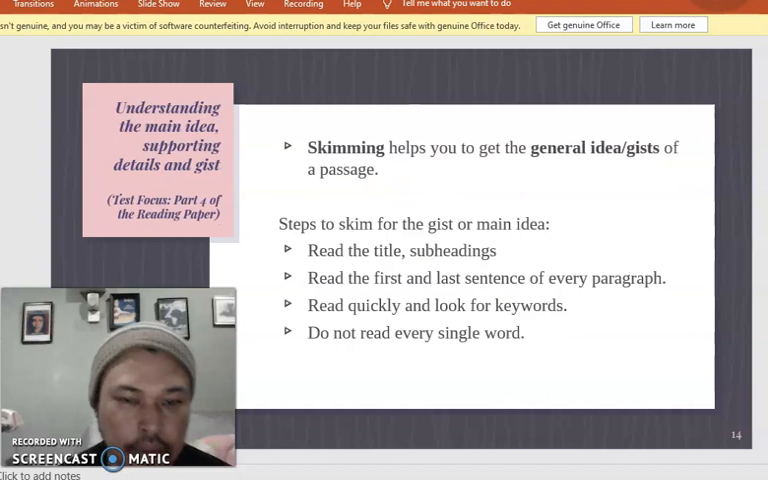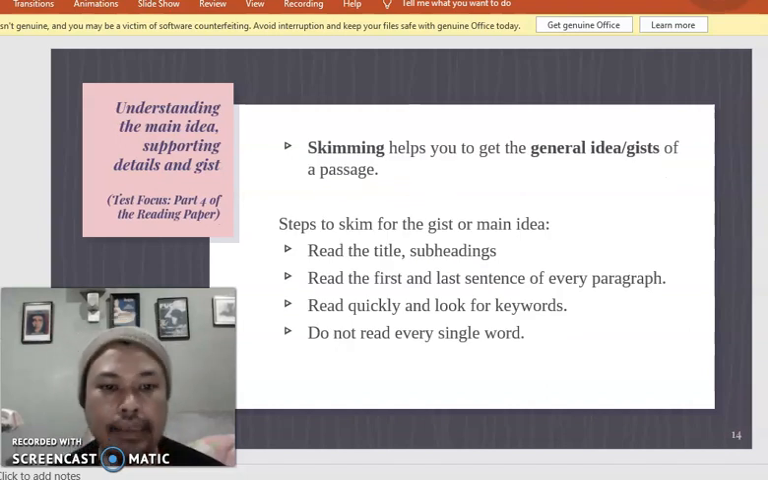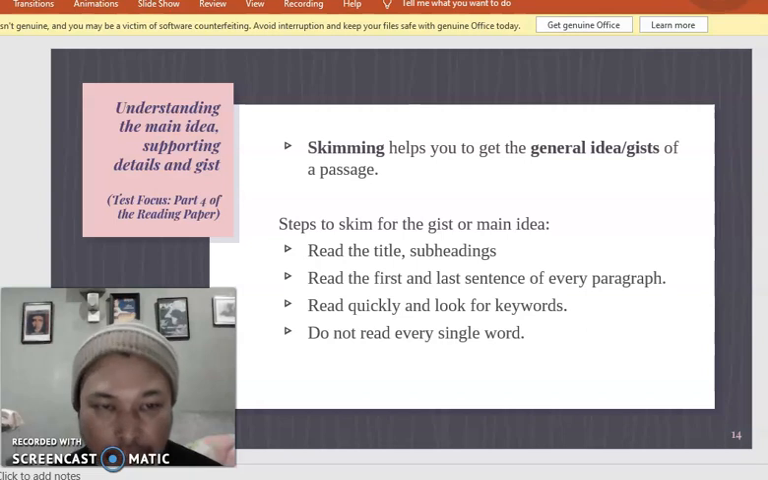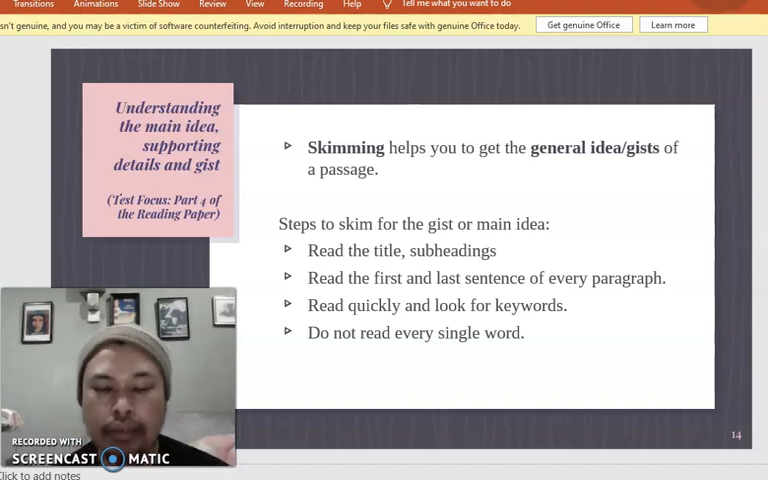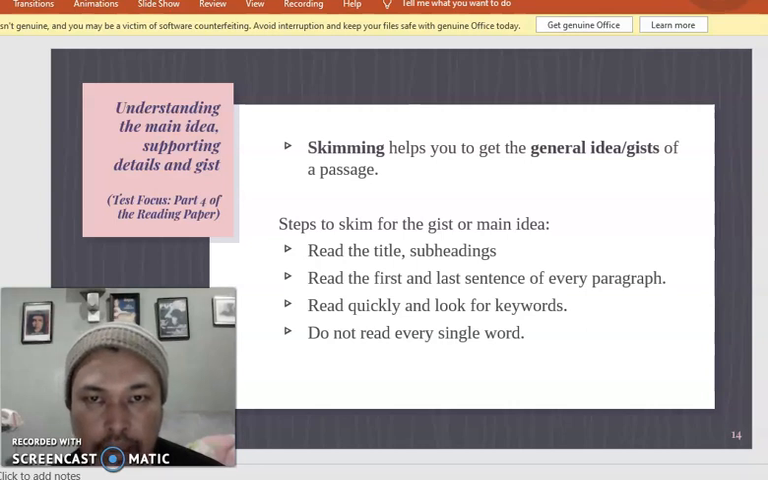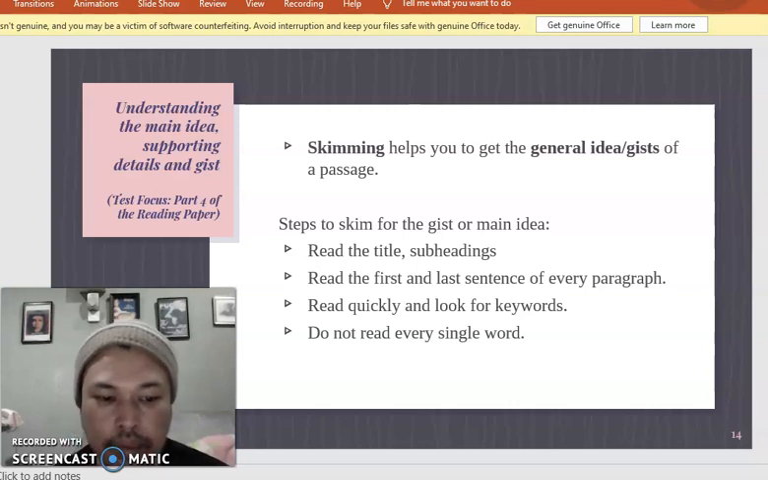Now, the next slide is understanding the main idea, supporting details and gist. Usually, there will always be a gist of the idea in the paragraph. If you write such a long paragraph, about seven sentences, what is the gist of the paragraph?